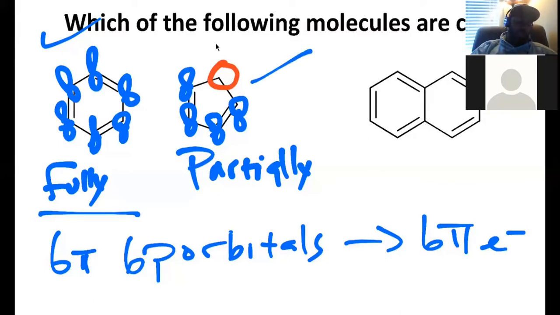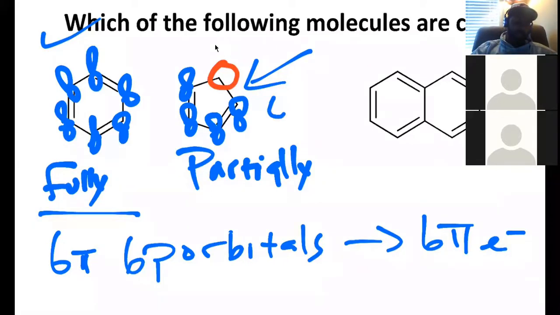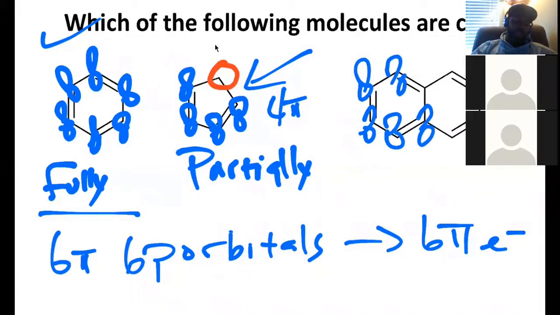What about this one? 4 pi. 4 pi, good. What about this one? You got a p orbital on each one of these. You can count up the double bonds too. Either way, you'll arrive at the same number. So what is that? 1, 2, 3, 4, 5. So it's a 10 pi system. Very good.